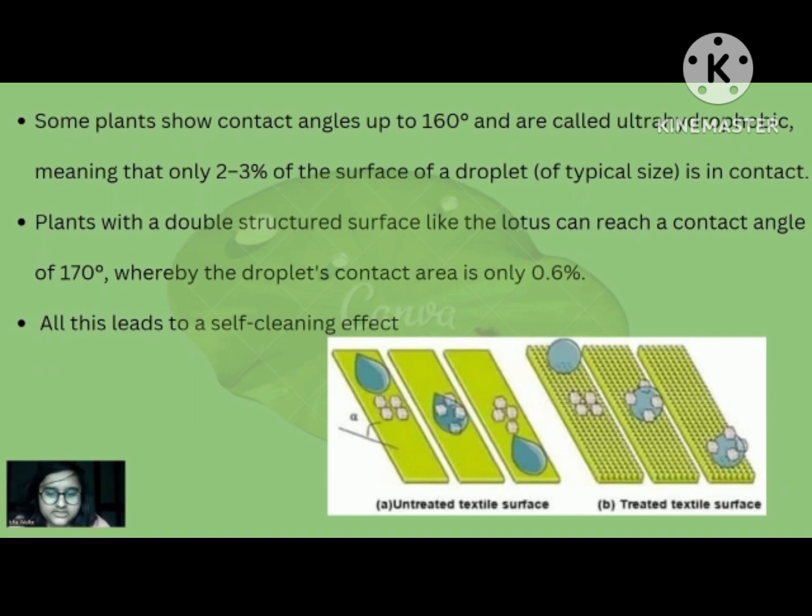Dirt particles with an extremely reduced contact area are picked up by the water droplets and are thus easily cleaned off the surface. If a water droplet rolls across such a contaminated surface, the adhesion between the dirt particle, irrespective of its chemistry, and the droplet is higher than between the particle and the surface. All this phenomenon leads to the self-cleaning effect.